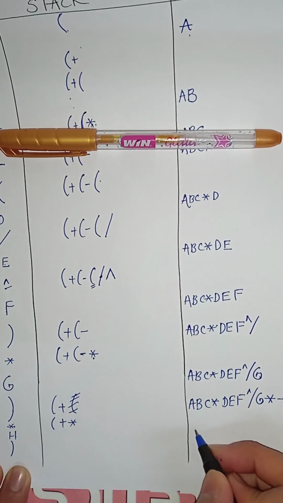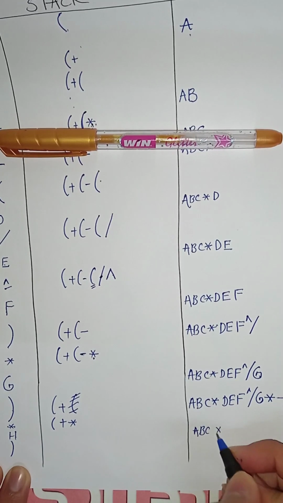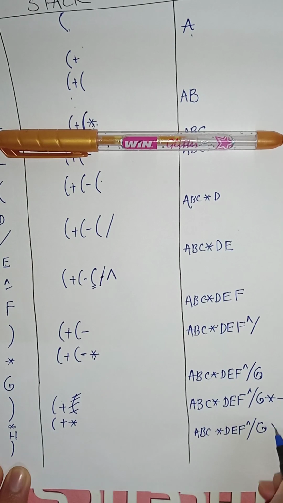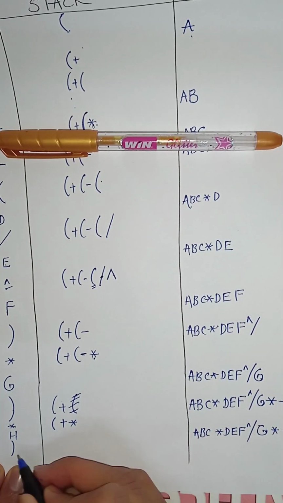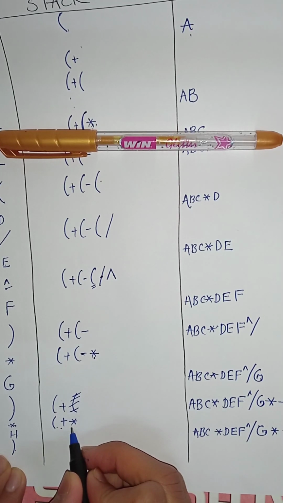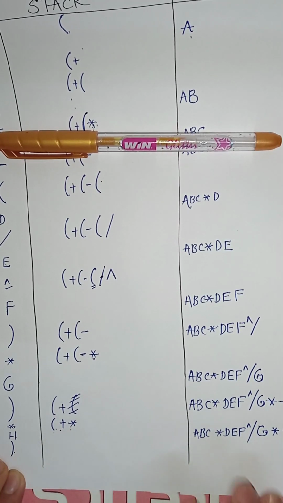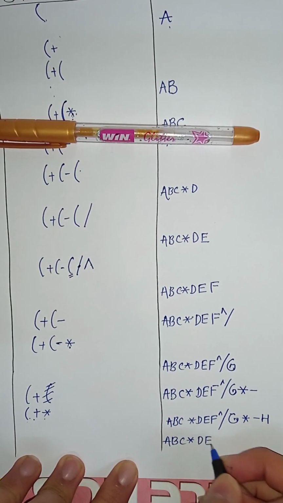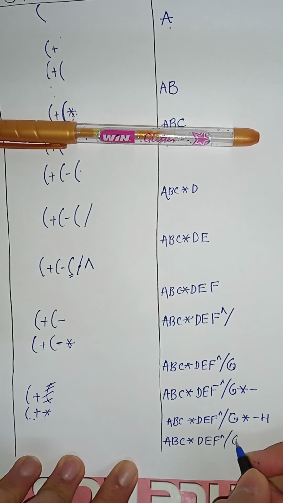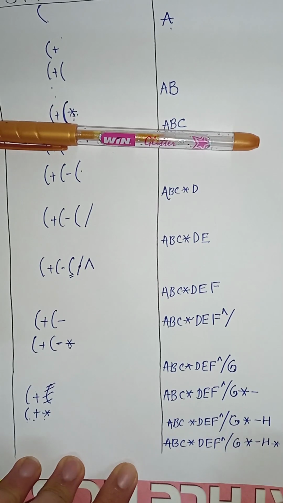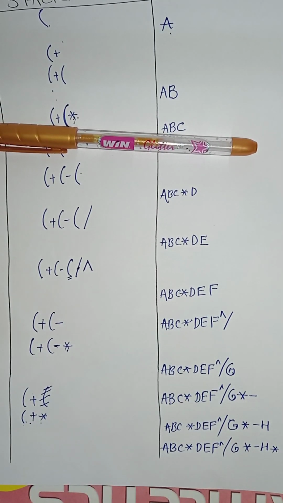Now it is an operand, add this into the queue, and here it is a right parenthesis, so we will pop these operators from the stack and remove this left parenthesis. Okay, so A B C multiplication D E F power division G multiplication minus H multiplication and plus. So this is our final postfix conversion from infix.